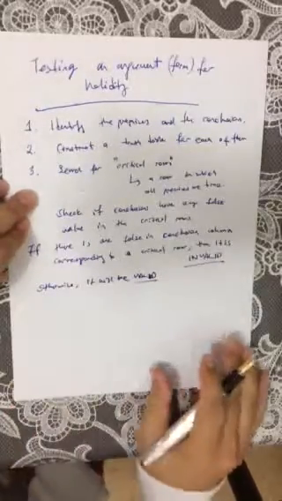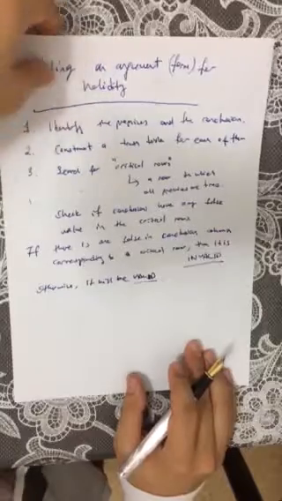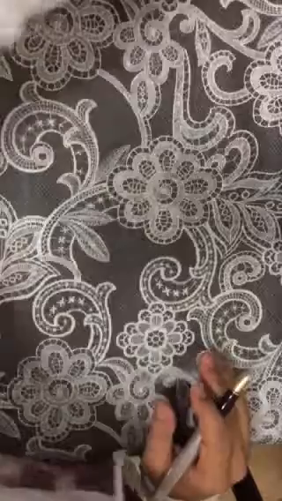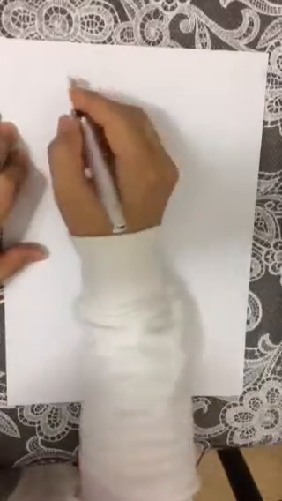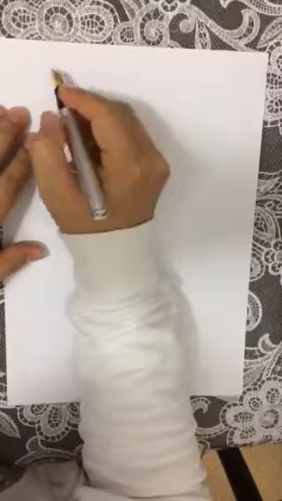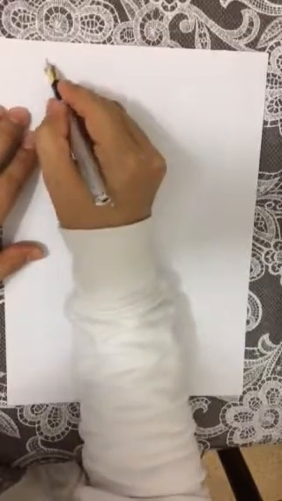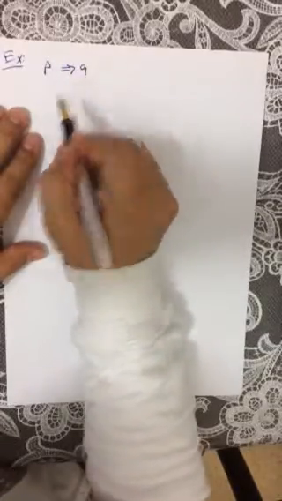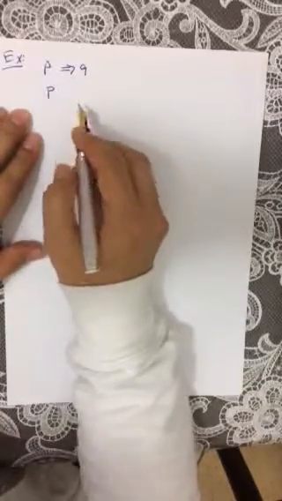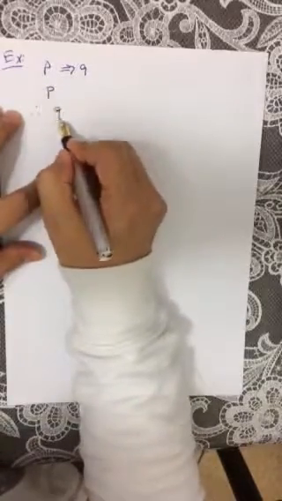Okay, so let me now apply what I mean by this testing here. Let me give you an argument. Suppose this is the example. P implies Q is your first premise and P is your second premise here. And the conclusion is Q.